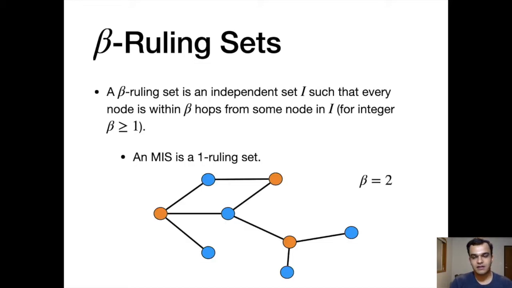This tells us that for beta equals 2, the two maximal independent sets in the previous example are valid 2 ruling sets, but also notice that this single orange vertex also forms a valid 2 ruling set because every grayed out vertex is within two hops of this single vertex.